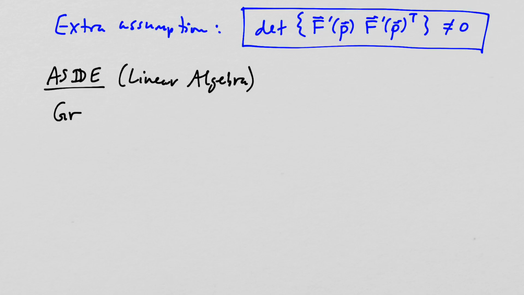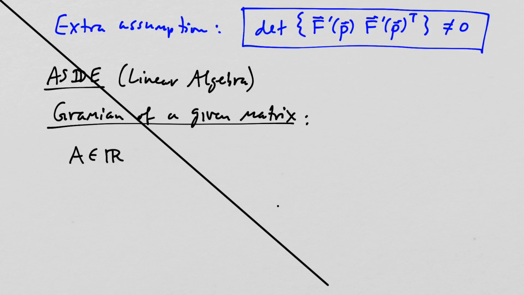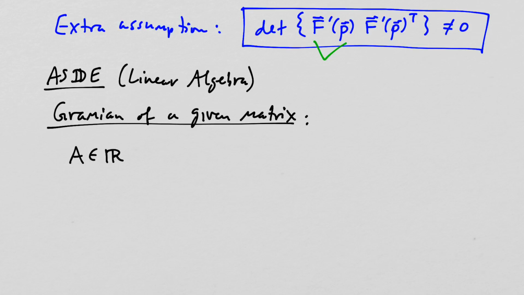Talk about the Gramian of a given matrix, just briefly. Here's the idea. I have a matrix. Let me keep the notations the same. So the matrix A that I have in mind to apply all this stuff to is this matrix here.